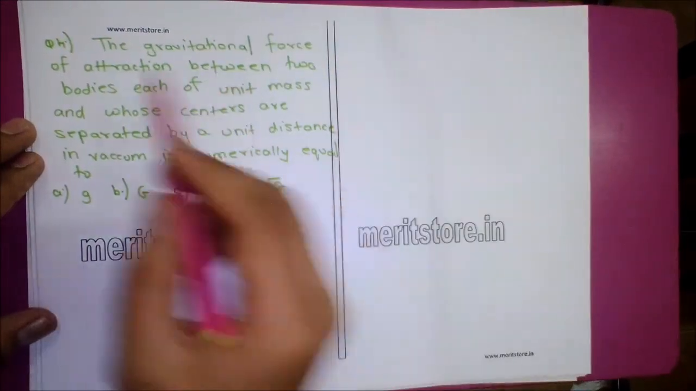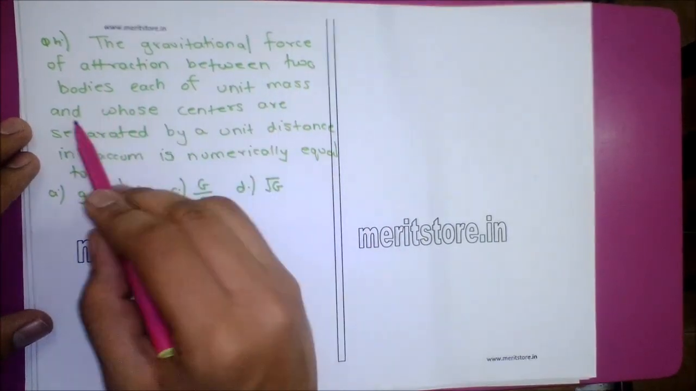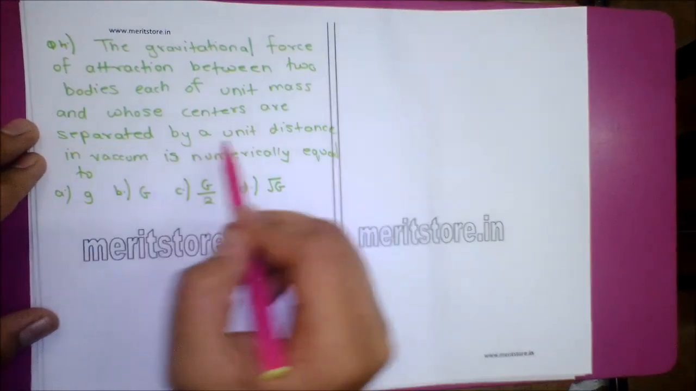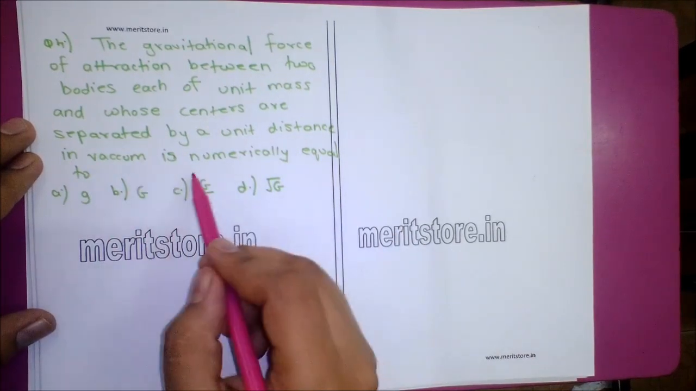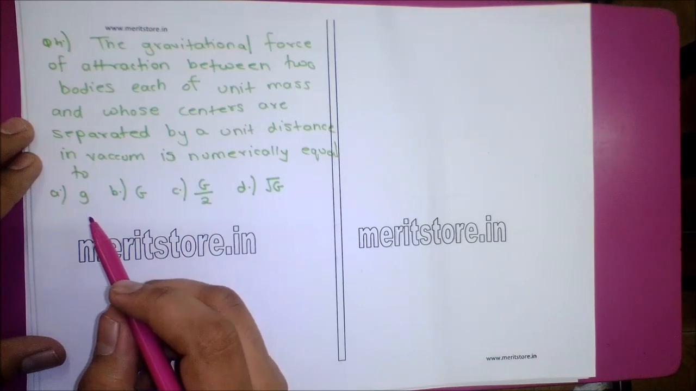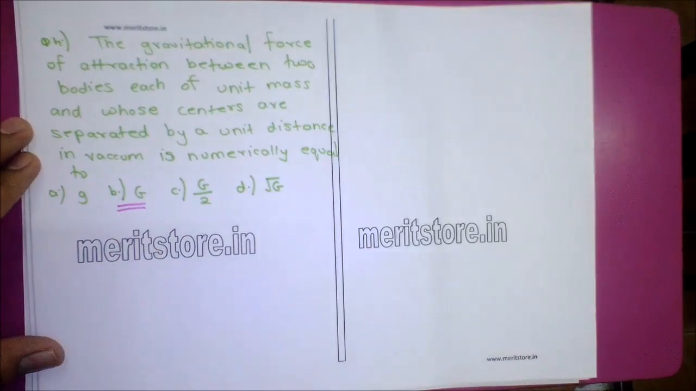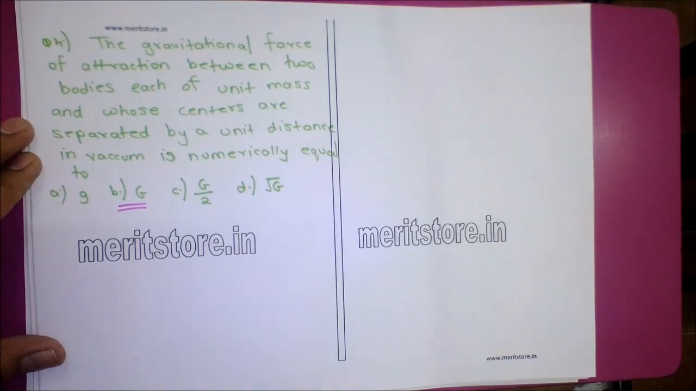Question number 4. The gravitational force of attraction between two bodies each of unit mass and whose centers are separated by a unit distance in vacuum is numerically equal to. Now we know it is numerically equal to the universal gravitational constant G. So option B, G, is the correct answer.